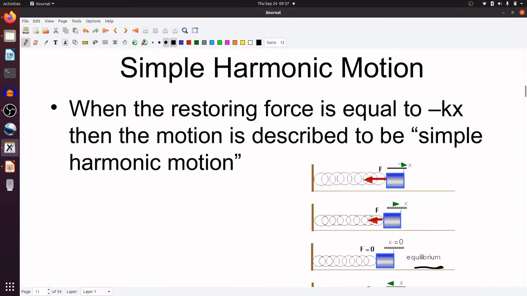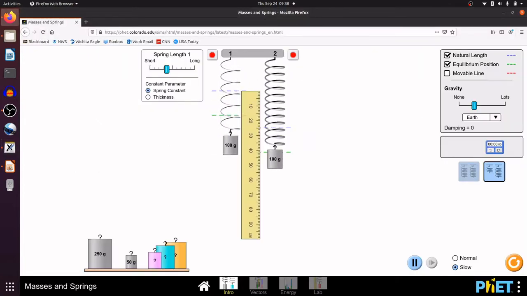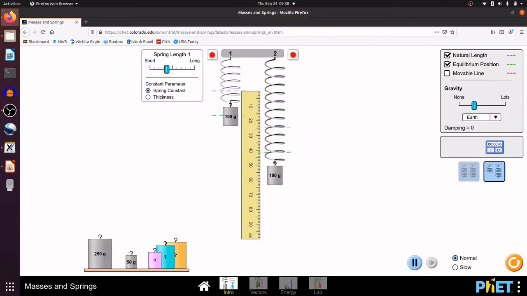All right, and so I talked a little bit about this, but when the restoring force is negative kx, then the motion is said to be simple harmonic. Basically, simple harmonic motion means it's going to oscillate forever. So the best example I have is what I just showed you. I could speed these up a little bit. But simple harmonic motion just means it's going to oscillate back and forth, pretty much forever.